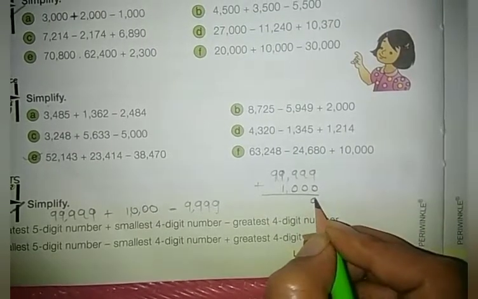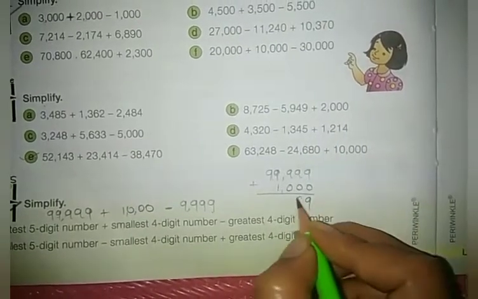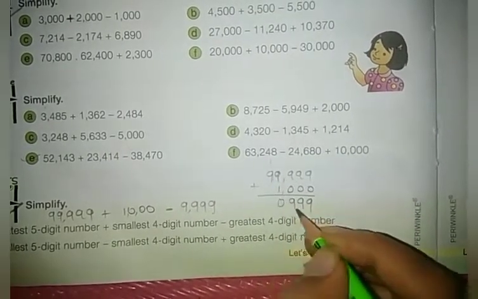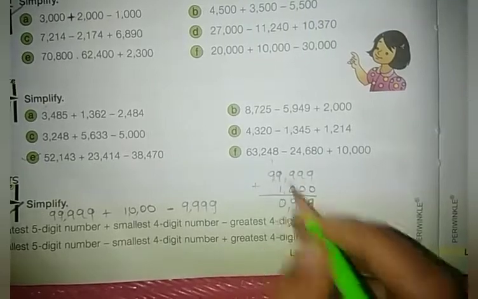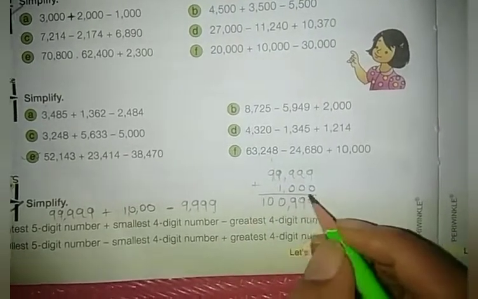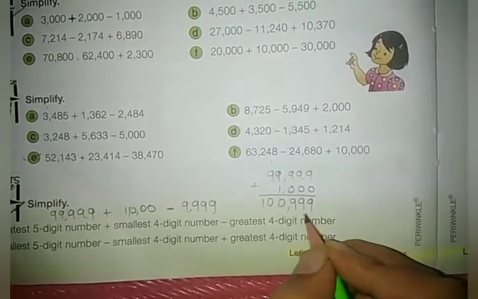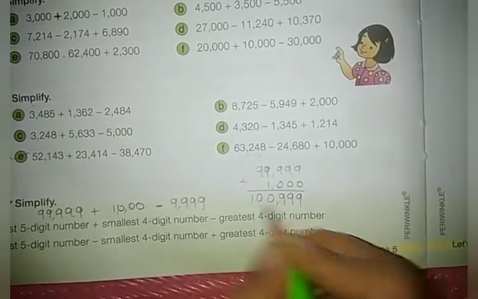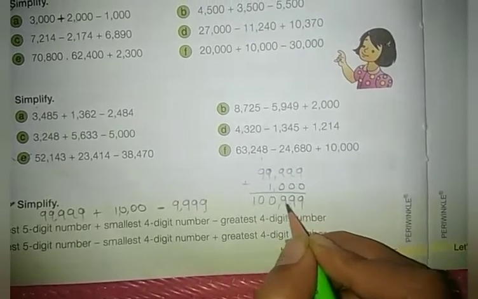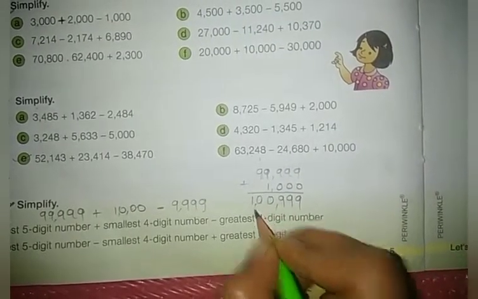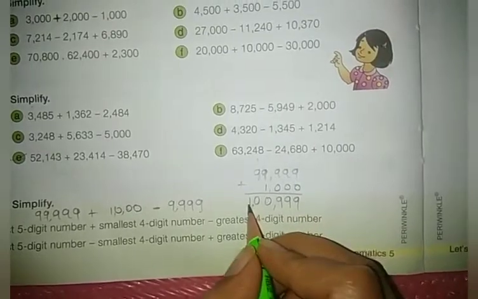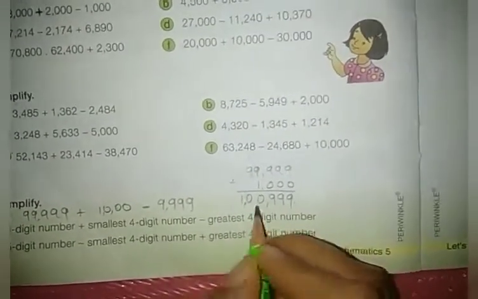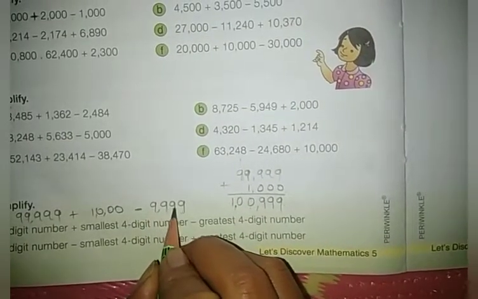9 plus 0 is 9. 9 plus 0 is again 9. 9 plus 0 is 9. Then 9 plus 1 is 10. 1 has a carry over. Now 9 plus 1 is 10. What is the answer? The answer we got is in lakhs. It is a 6-digit number. Now 1, 2, 3, 4, 5, 6. It is a 6-digit number. 100,999. Okay. From this answer we have to subtract 9,999.